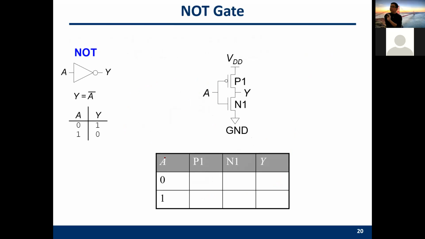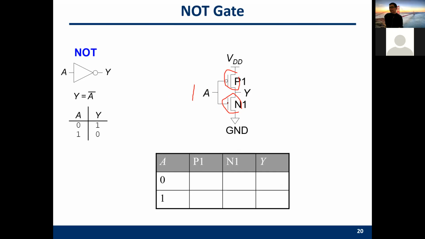For example, this is the simplest gate, the NOT gate. We just connect the control gate of an NMOS and the PMOS together like this. This connection here is represented by A. A is the input, Y is the output. So if I apply a 1 here, this one is enabled.